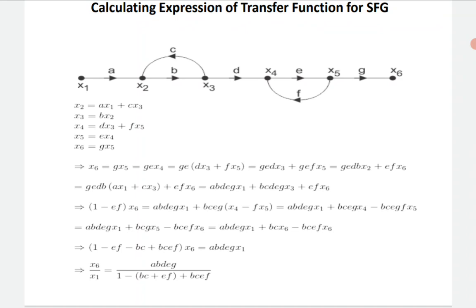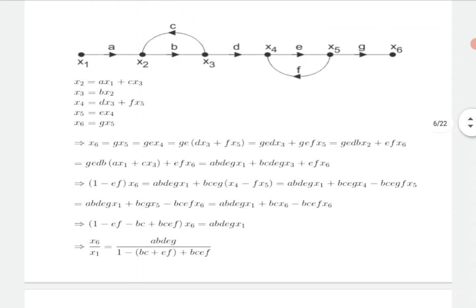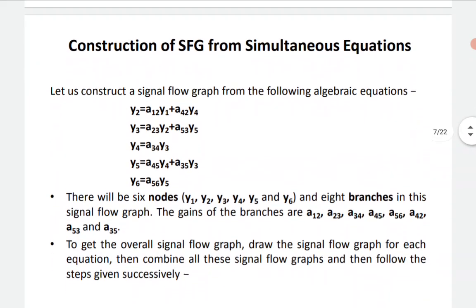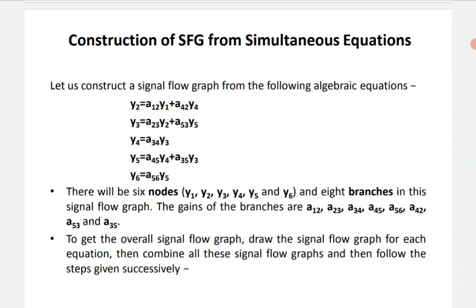That's why x6 by x1 is equal to a b d e g by 1 minus, within the first bracket, bc plus ef, bracket close, plus bc into ef. Now I can say my result is fully verified and it is okay, because it is verified by Mason's gain formula. Okay. Now, how to construct an SFG, that is the reverse thing, from simultaneous equations.